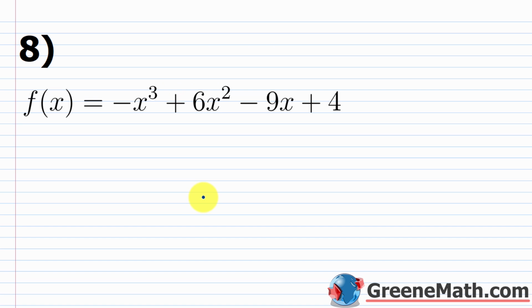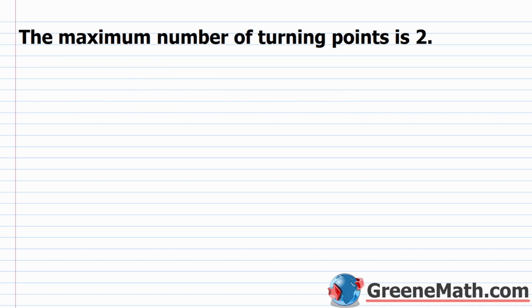All right, let's take a look at problem 8. So here we have f(x) = -x^3 + 6x^2 - 9x + 4. So for this one, the maximum number of turning points, again, you just look at the degree, which is going to be 3. You subtract away 1, that's going to be 2. So the maximum number of turning points is 2. Again, it doesn't have to be the number of turning points. It's just the, let me highlight this, the maximum number. So very important to understand that.